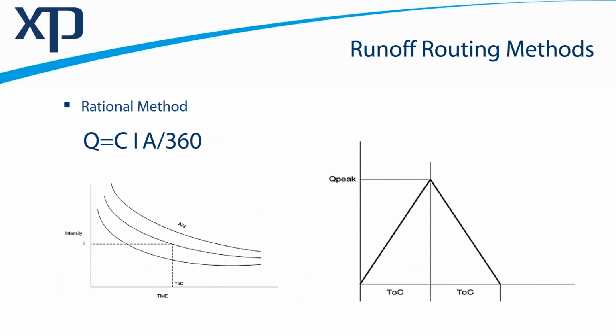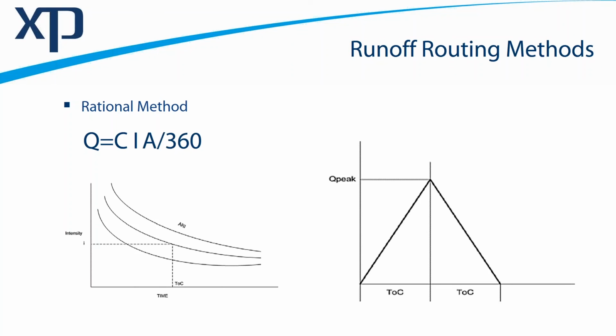The rational method, again, everyone should be familiar. Q is flow, C is the coefficient of runoff, I is your rainfall value, your intensity of rainfall. A is your area, and sometimes you'll use a unit conversion depending on what you use for your area, but if you work in hectares, then you divide it by 360 to end up with a flow rate in cubic meters per second. But we only really end up with one value. It's that Q peak, that peak value.